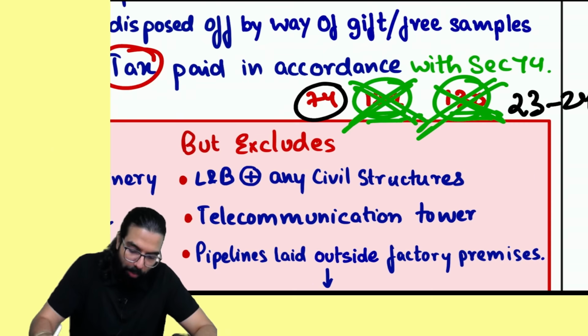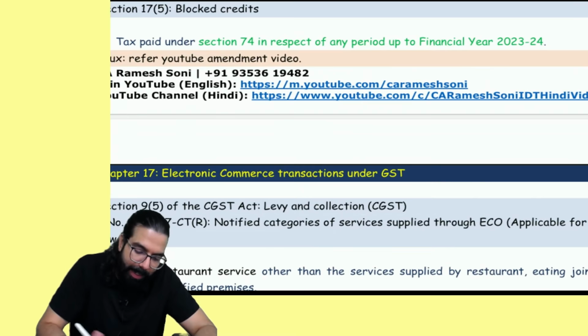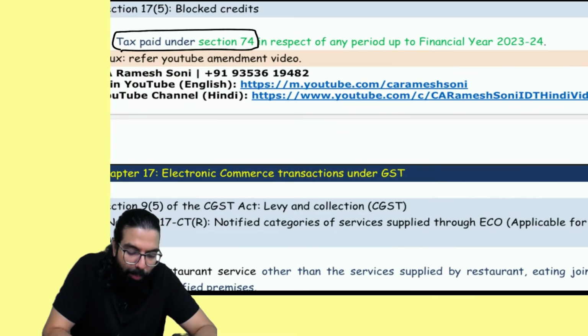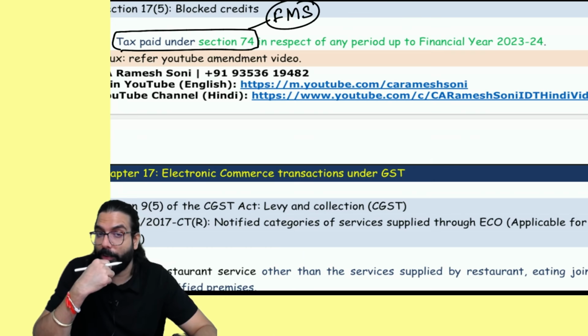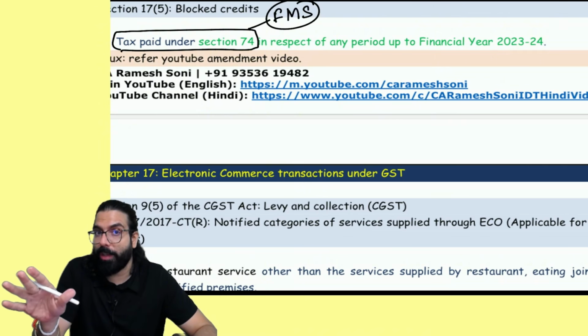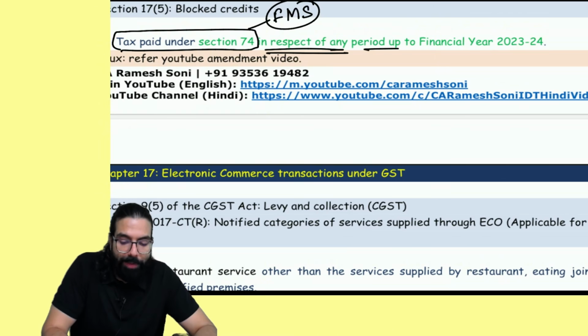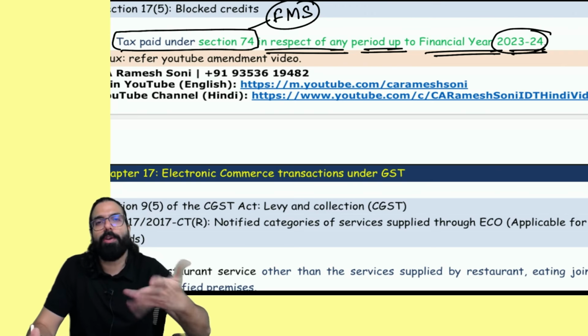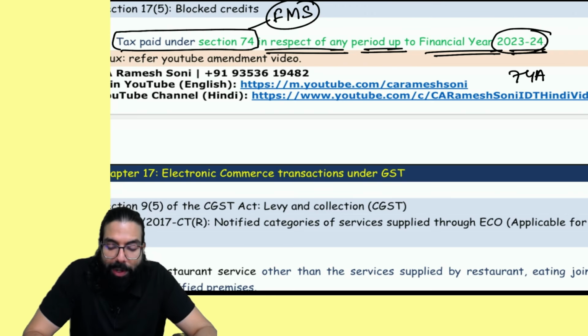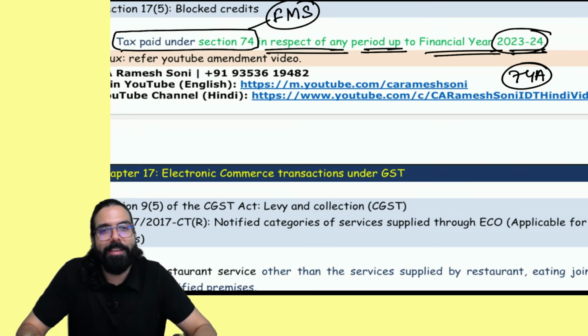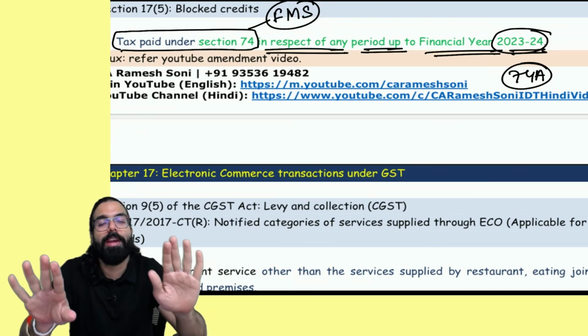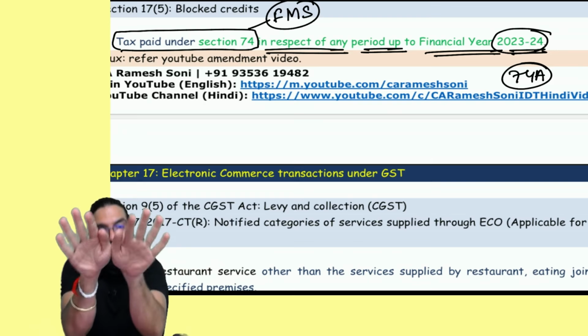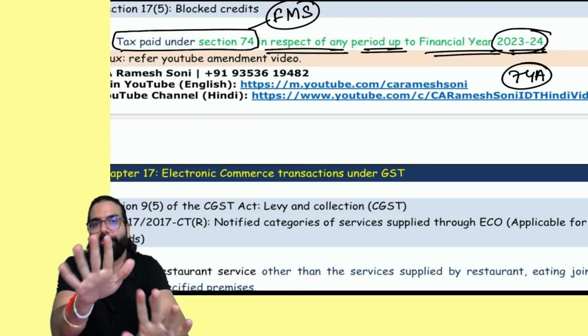So what they have told now is, sir, any tax paid under section 74, which is because of fraud, willful misstatement and suppression, demand order in case of fraud, willful misstatement and suppression, and you paid any tax because of that fraud in respect of any period up to the financial year 2024, because after 2024, now section 74A has come. And you know what, everyone? 73 and 74 is no more there. Section 73 and 74 now have been merged in 74A.